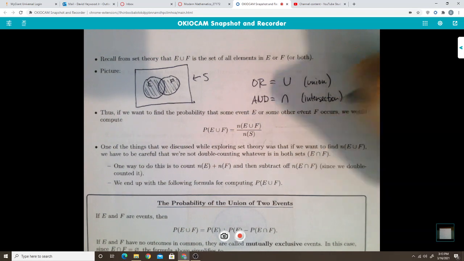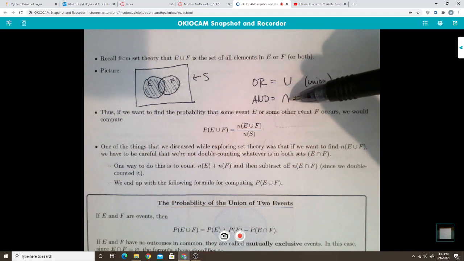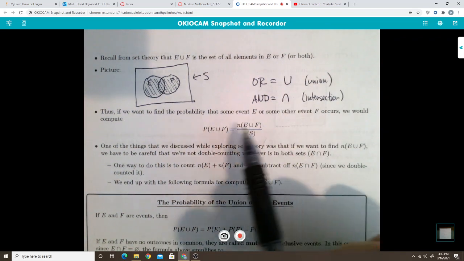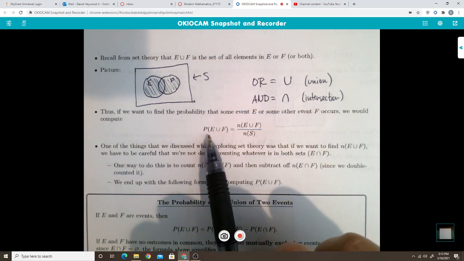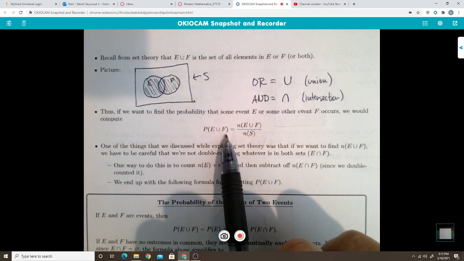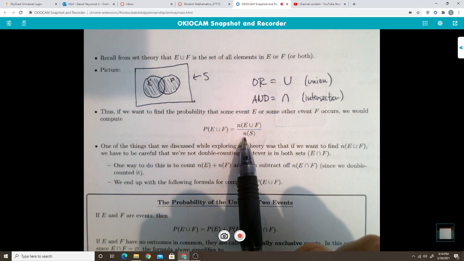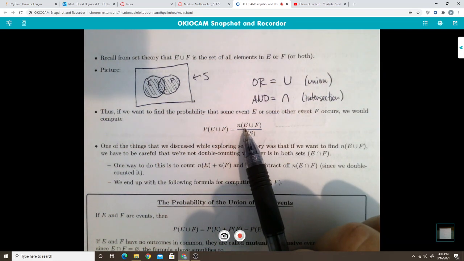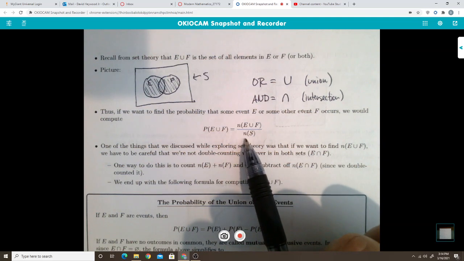Okay? But that'll be in the next section when we talk about that. All right? Although this will come up a little bit in this section as well. But anyway, if you want to find the probability of E or F, then you're going to compute the probability of E union F. And that's going to be the cardinal number of E union F divided by the cardinal number of S. Or, in other words, it would be the number of ways that either E or F or both could occur, divided by the total number of possibilities.